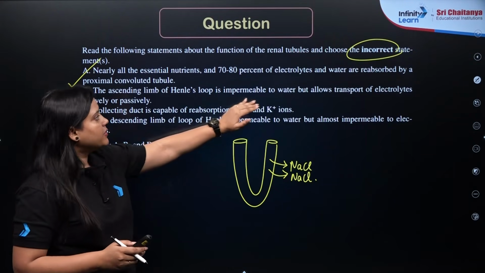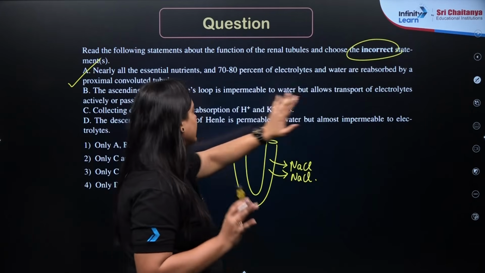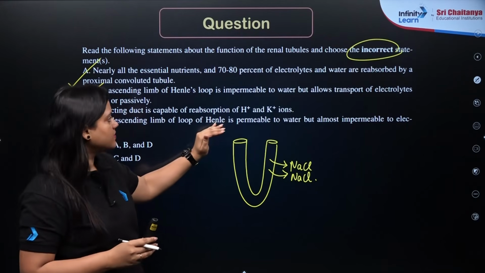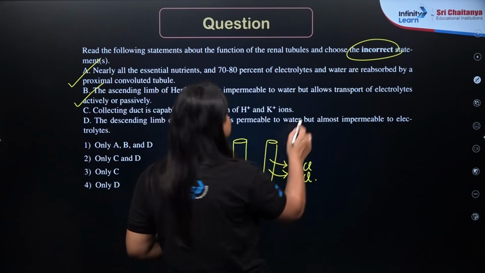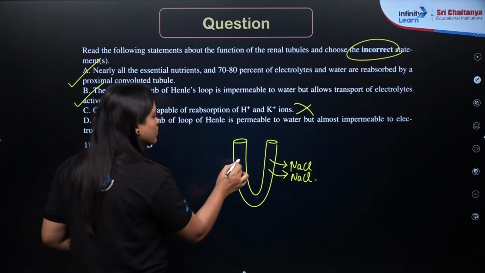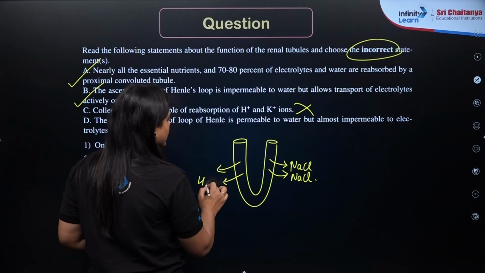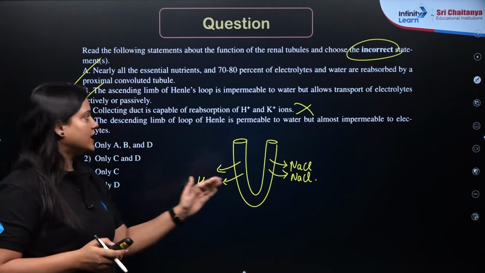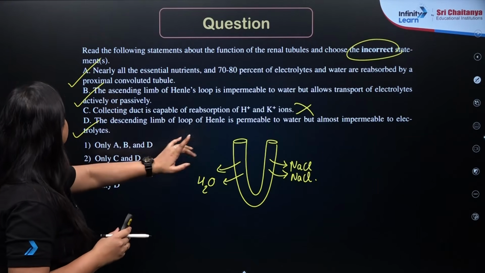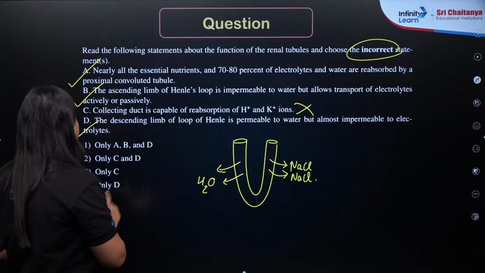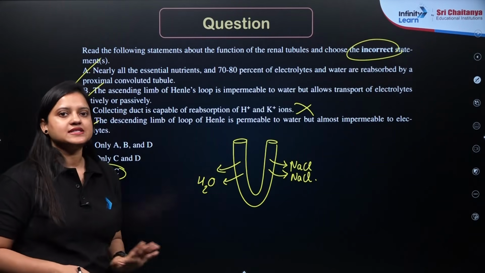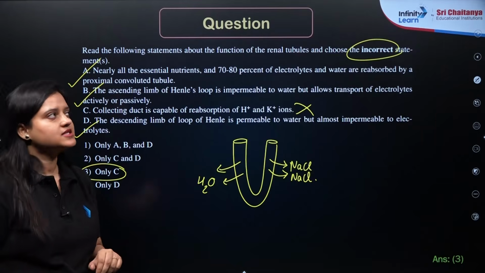And they are saying impermeable to water, that is true. Allow transport of electrolyte, that is true. Actively or passively, that is true. Now collecting duct is capable of reabsorption of H plus and K plus ion, which is wrong. The descending limb of loop of Henle is permeable to water but almost impermeable to electrolytes, that is also true. So we want the incorrect statement. The only incorrect statement here will be C, that means the answer should be 3. Be careful with ascending and descending limb of loop of Henle. So answer here is 3.